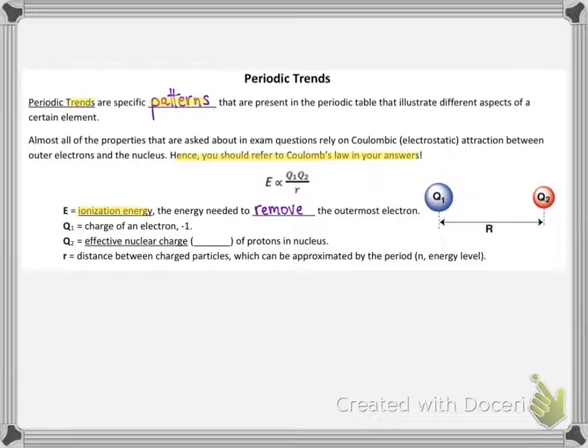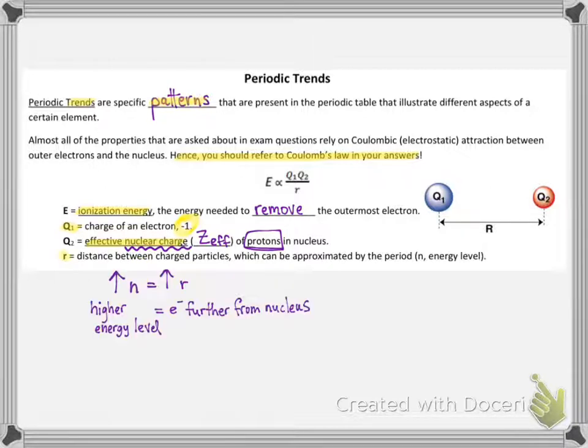And the charges, of course: Q1 is the charge of an electron, -1. And then Q2 is what we're going to call the effective nuclear charge, or Zeff, which is related to the number of protons in the nucleus. The distance between the particles, or r, for radius, is the distance from the nucleus to the outermost electron, the radius of your atom. But we approximate that by identifying the energy level the electron is found in. The higher the energy level, the greater the distance.